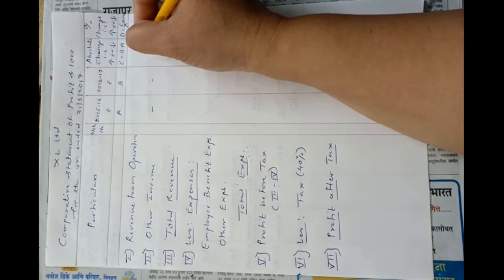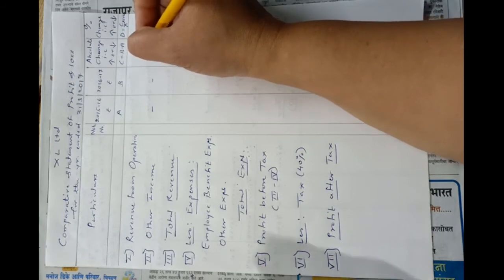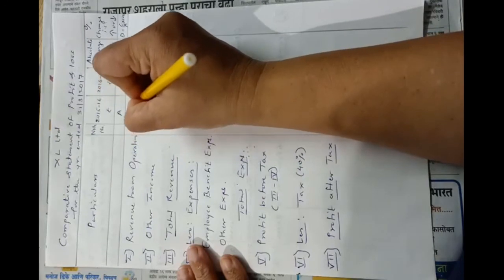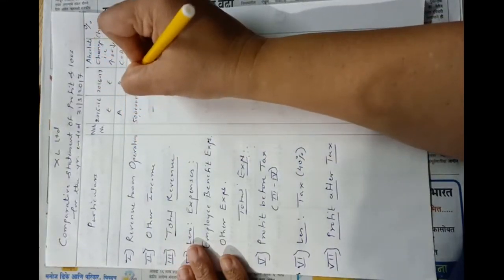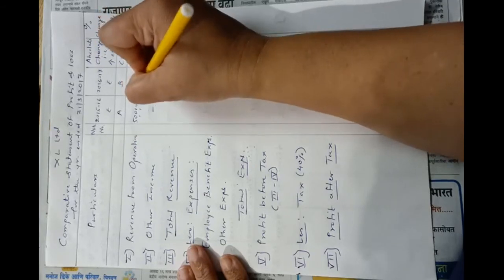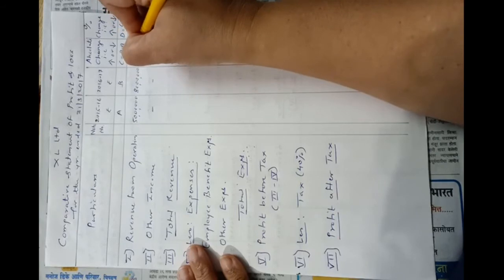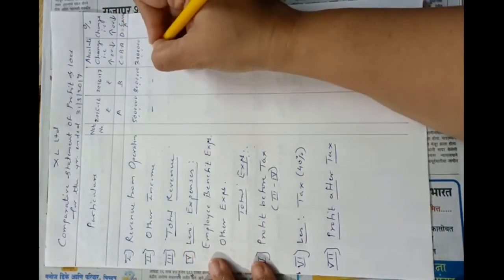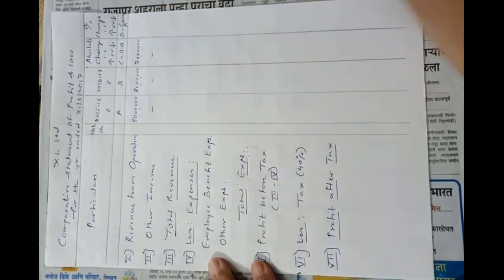Revenue from operations is 50 lakhs and 80 lakhs. So there is a change, that is an increase of 30 lakhs. Okay, other income amounts are not given, so 0, that is dash. Now total revenue.